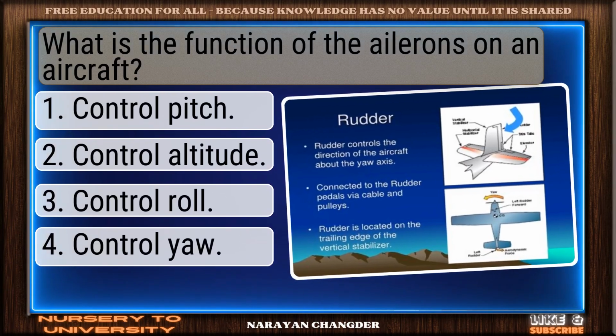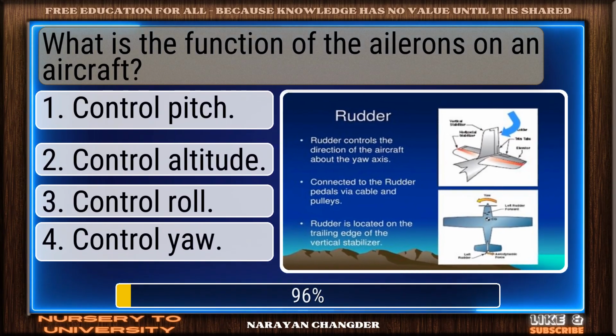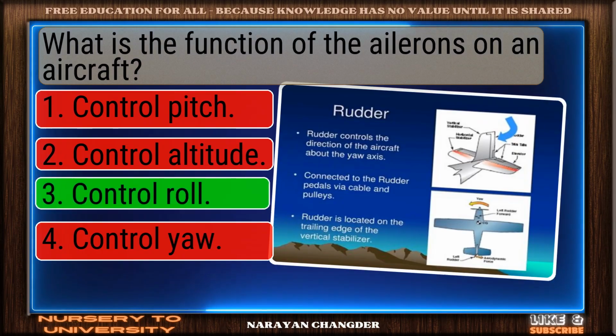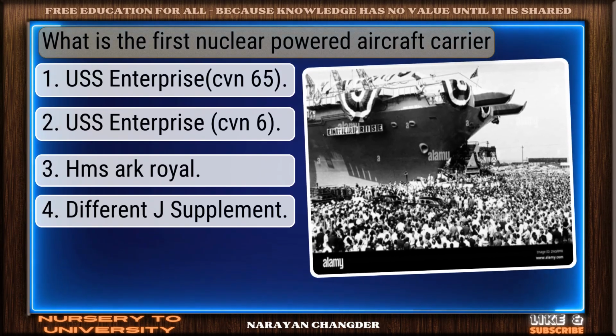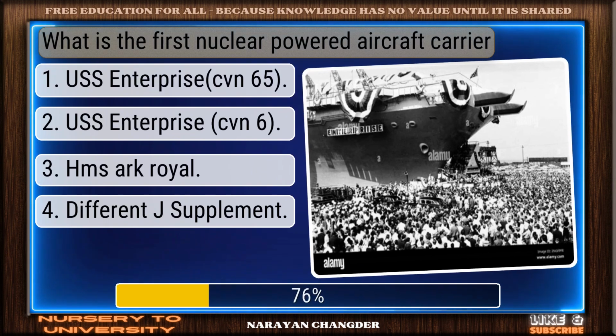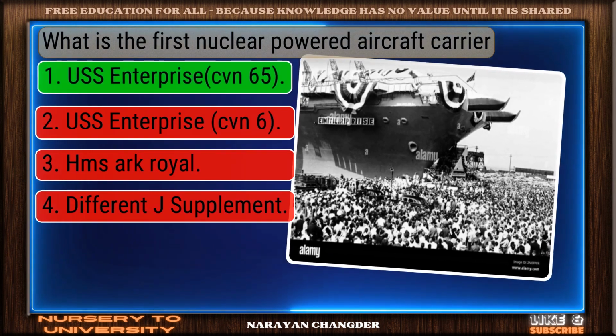What is the function of the ailerons on an aircraft? Smart pick. Control roll is the correct choice. What is the first nuclear-powered aircraft carrier? Excellent. US Enterprise is a brilliant choice.